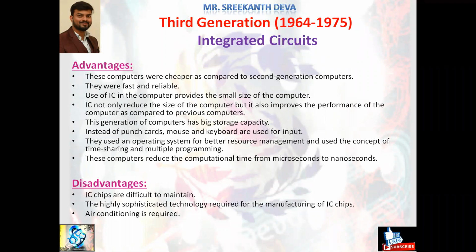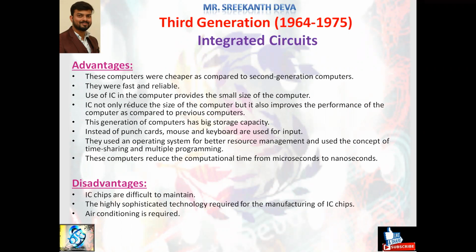Coming to advantages, simply I can say: smaller in size, better speed, more reliable, less heat production, easily portable, totally general purpose, less expensive, and better accuracy. Commercial production increased, mouse and keyboards were used as input devices, and storage and secondary storage capabilities improved. Maintenance cost is low because hardware failures are very rare. You can check these points here. These computers are cheaper compared to previous generations. They were fast and reliable compared to previous generations.